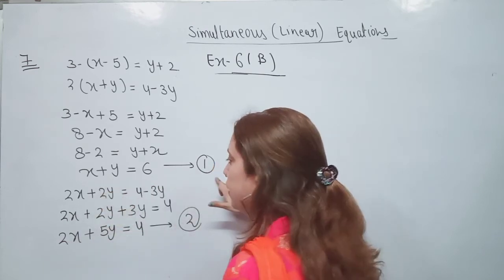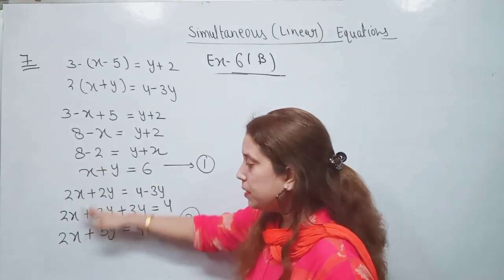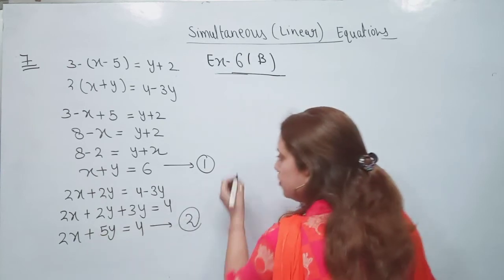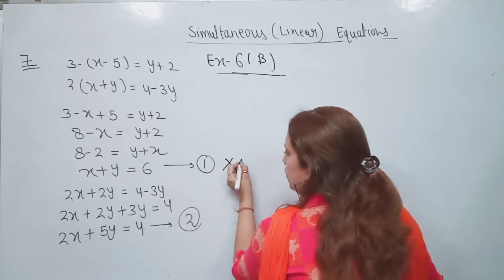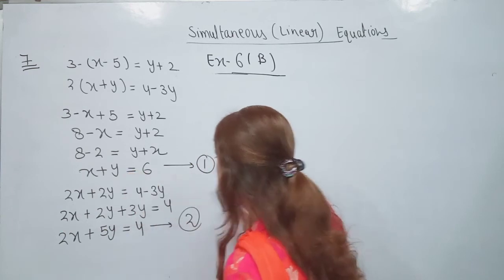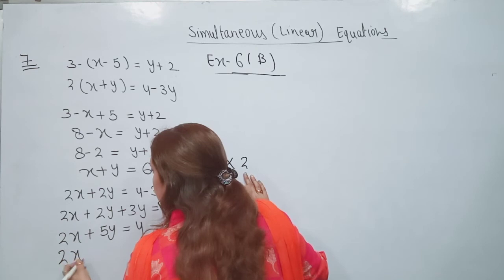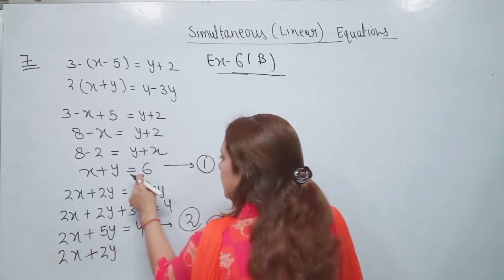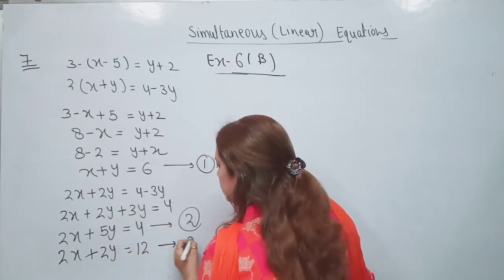So in equation first we will multiply by 2 so that the coefficient of x will be the same. So we will multiply equation first by 2 for making the coefficient same. When we multiply by 2, it will be 2x plus 2y is equal to 12. Okay, this is equation third.